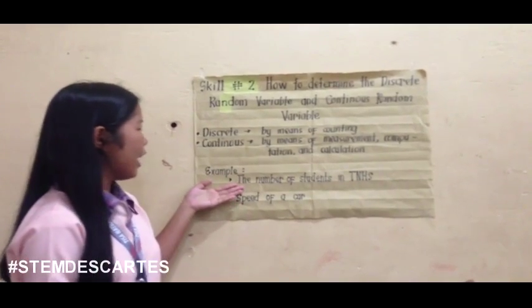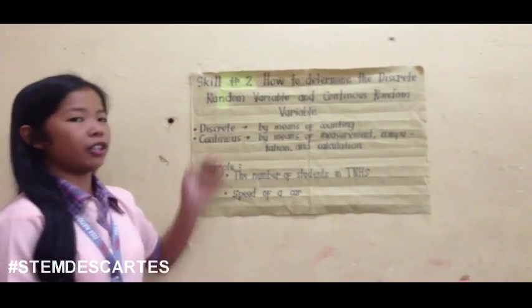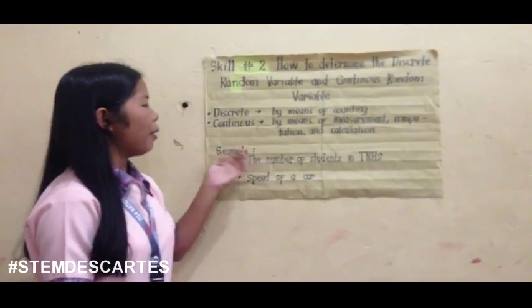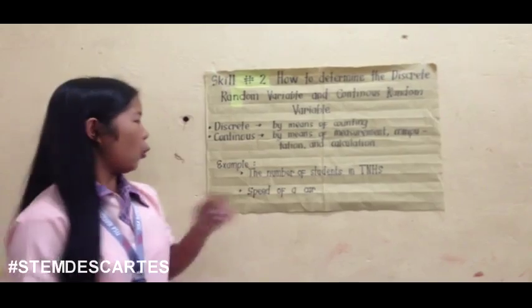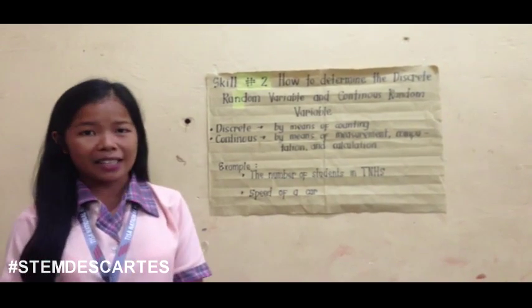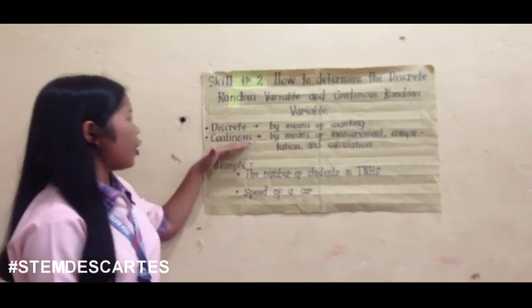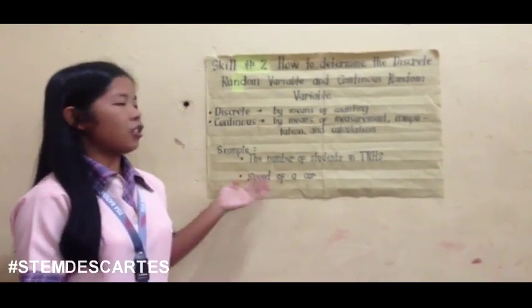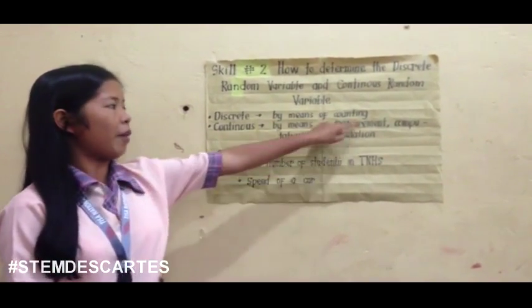So here is an example of a discrete random variable: the number of students in TISA National High School. Since TISA National High School is not too broad a school, we can count the number of students. For the continuous random variable, the example is the speed of a car, which is obtained by means of measurement.